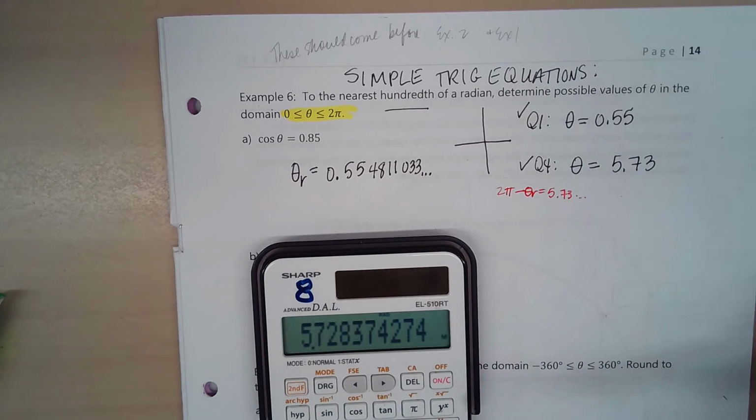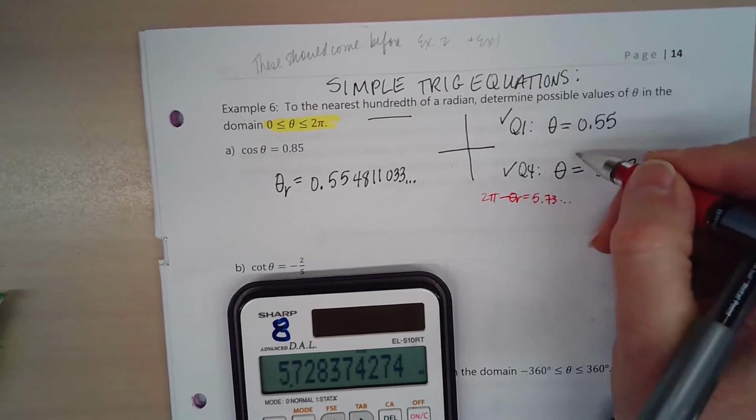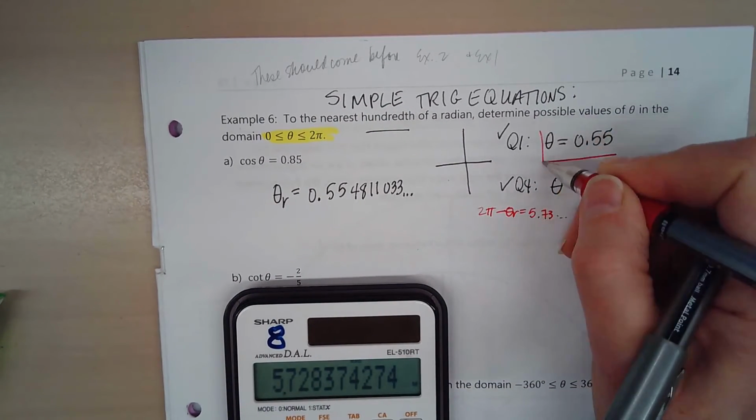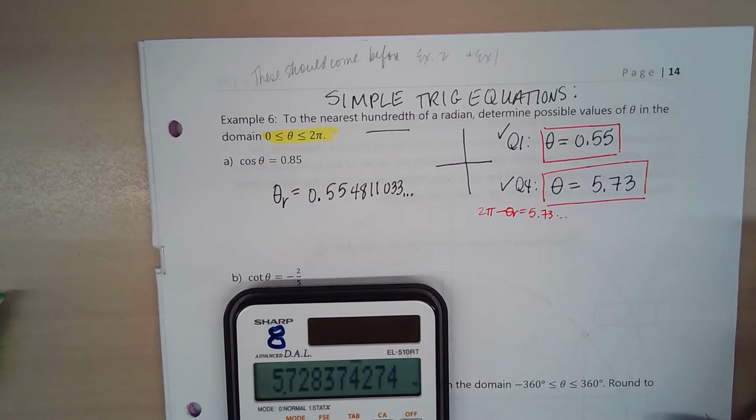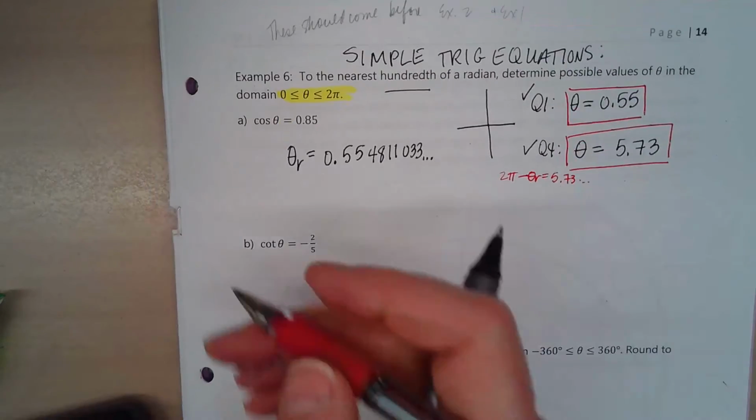So this one was easier. Solving trig equations is easier than finding all the trig ratios, right? That last example we did, we found all the trig ratios and we solved for theta. Here we're just solving for theta. Okay, so you can do this one at home.